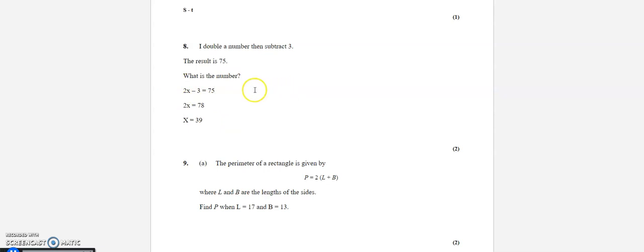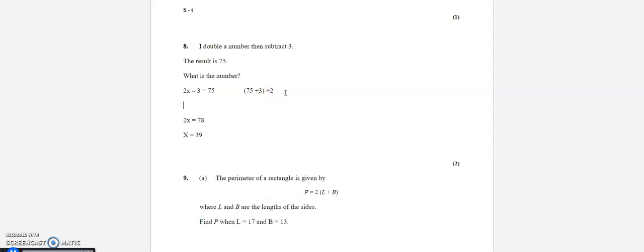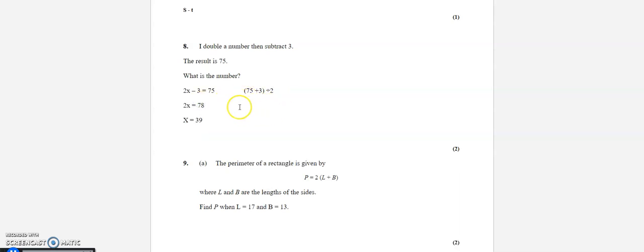Or if you prefer the other method, you can have 75 plus 3, and then we can divide by 2. And that would give us 78 divided by 2, which would get us to 39 again. So either way is worth your while, but both ways will leave you with 39.